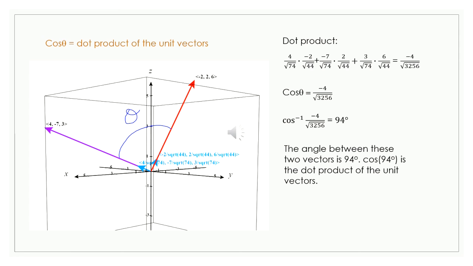So plug that number into inverse cosine, and I get 94 degrees. So the angle between these two vectors is 94 degrees. Cosine of 94 degrees is equal to the dot product of their unit vectors.